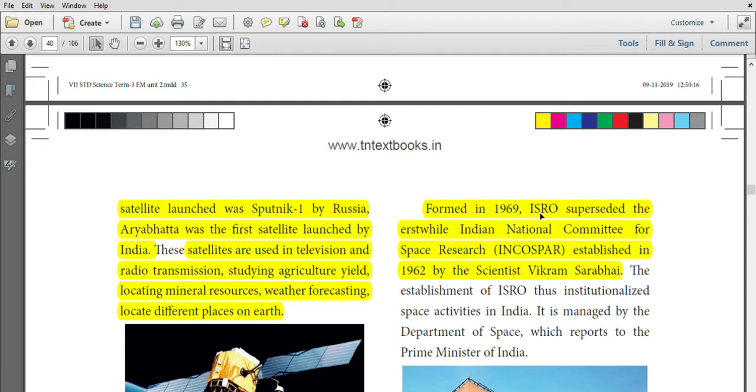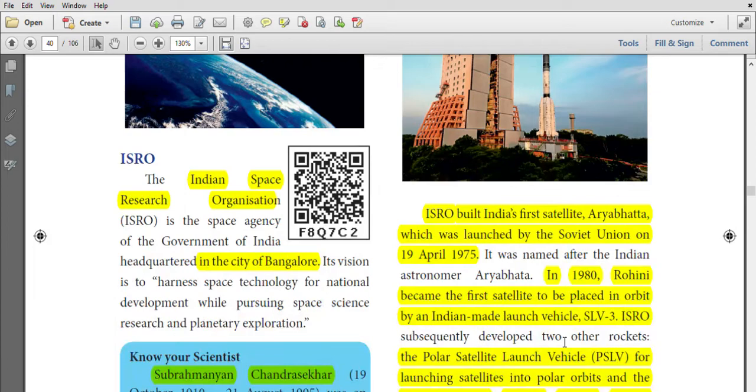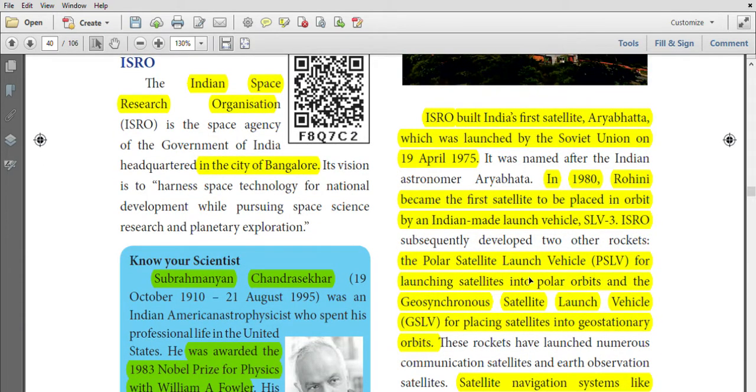The first Indian space organization was INCOSPAR, the Indian National Committee for Space Research. Then it was converted into ISRO. The first Indian space organization was established by Vikram Sarabhai. ISRO built the first satellite, Aryabhatta. It was launched by the Soviet Union on 19 April 1975.